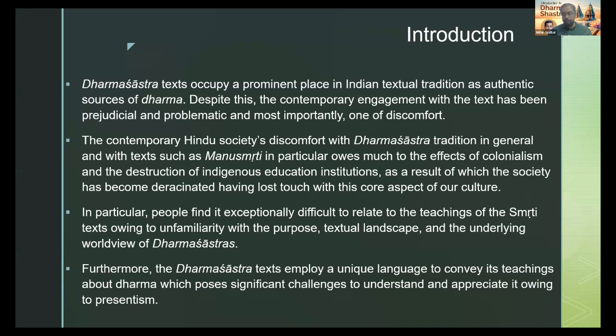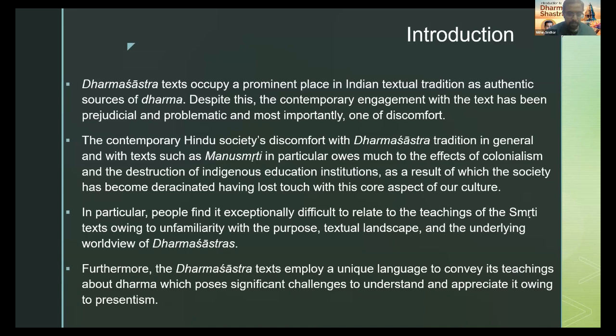Even when we were adopting ideas, we were internalizing them, transforming them into our own categories. But that is not what happened with this borrowing of the Enlightenment values and the resultant socio-cultural system that we are currently living in. So we have uncritically adopted them by criticizing, by discarding, by completely sidelining our own traditions, such as the Dharmaśāstra tradition, which used to work in this socio-cultural sphere. As a result, currently we all find it exceptionally difficult to relate to the teachings of the Smriti texts, because of our unfamiliarity with the purpose of the Smriti Shastras, the textual landscape of the Smriti Shastras, and most importantly, the underlying worldview of the Smriti Shastras. We are unfamiliar with this underlying worldview, and we find it difficult even to correlate with it.